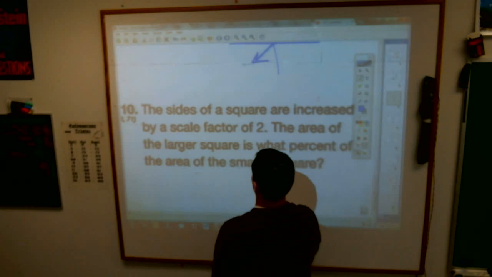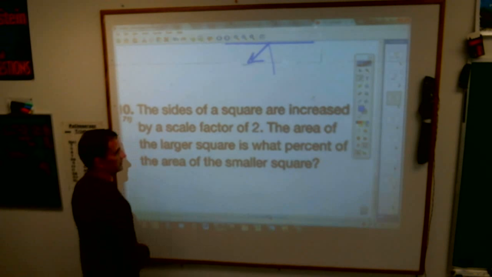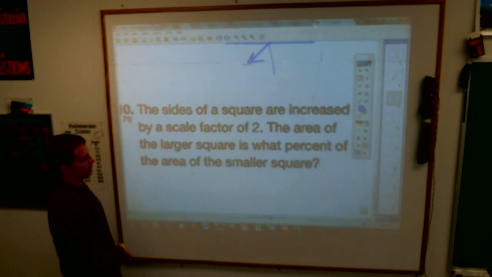Four sides of a square increased by a scale factor in the area of the larger square is what percent of the area of the square?